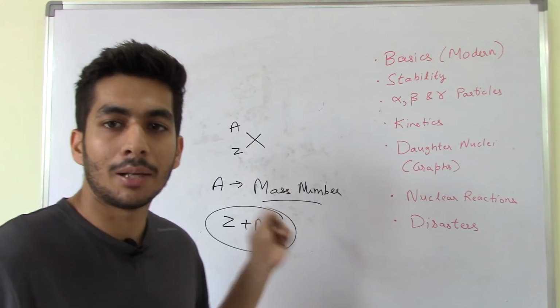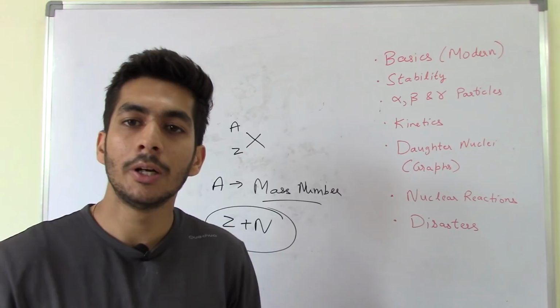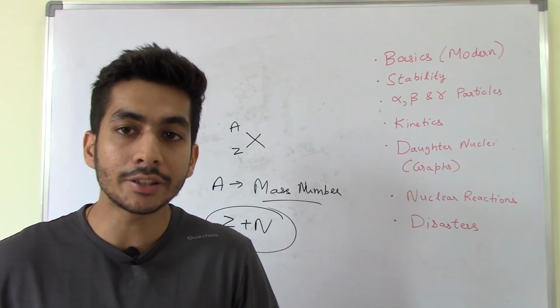So if anybody says that A is your atomic mass or atomic number, you have to correct them and tell them that A is actually the mass number, because atomic number or atomic mass can never be a fraction, right?